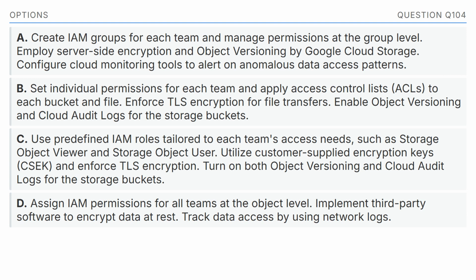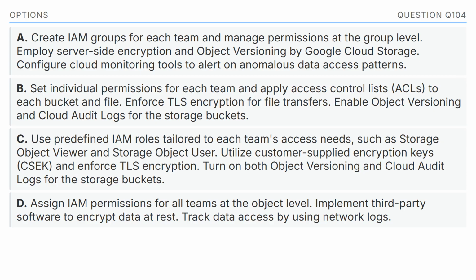Option B, set individual permissions for each team and apply access control lists, ACLs, to each bucket and file. Enforce TLS encryption for file transfers. Enable object versioning and cloud audit logs for the storage buckets.